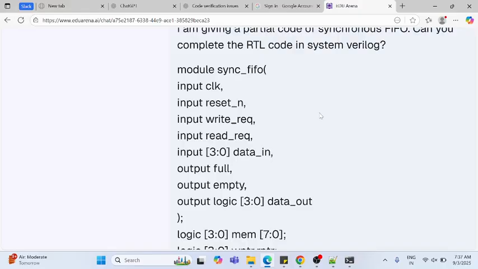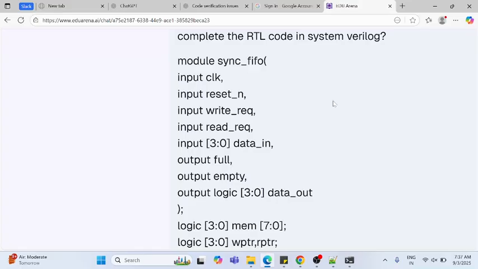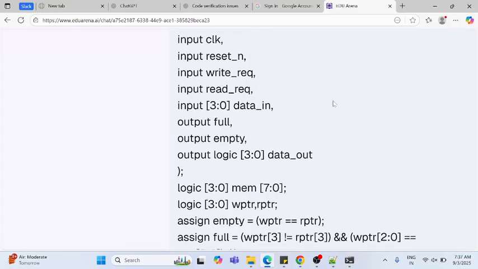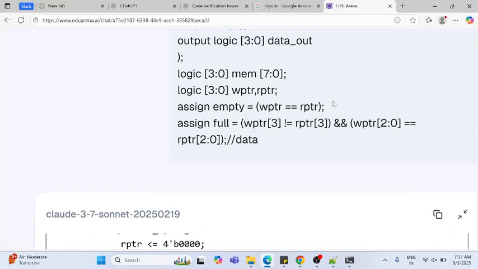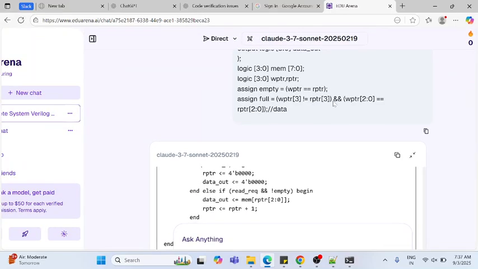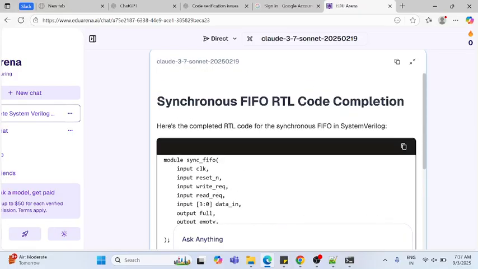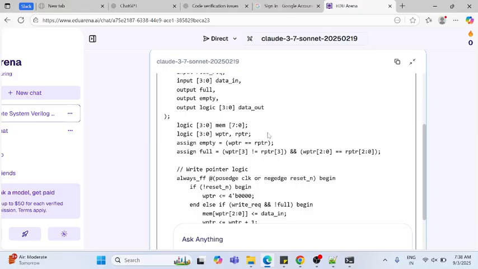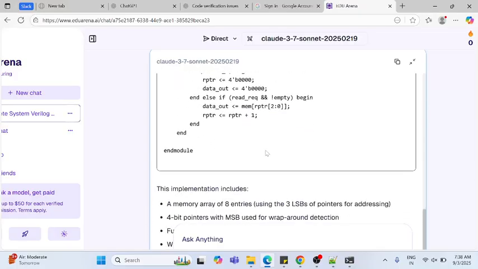I'm giving a partial code. This is called a prompt in the LLM. I'm giving a partial code of synchronous FIFO. Can you complete the RTL code in SystemVerilog? The module sync FIFO is whatever I have written on my own. I gave only this particular code section: the interface and the internal memory with empty and full condition. Then it wrote the code and gave me back: here is a completed RTL code. The partial code I gave was only up to this, and it has completed the write pointer logic and read pointer logic.